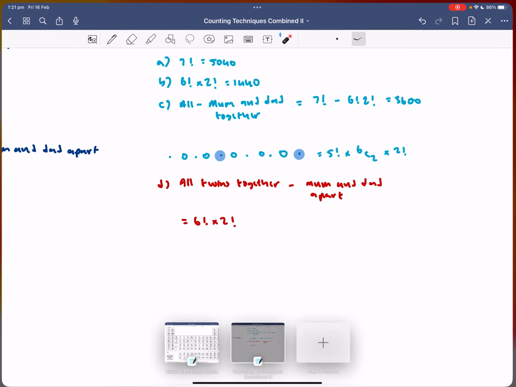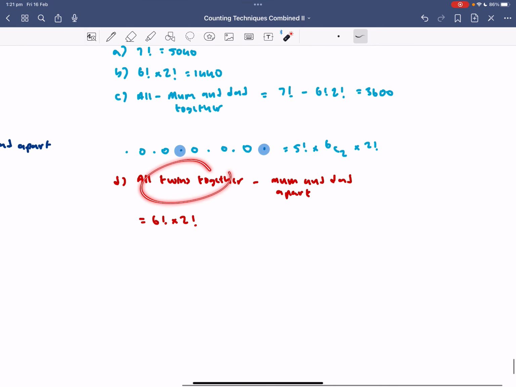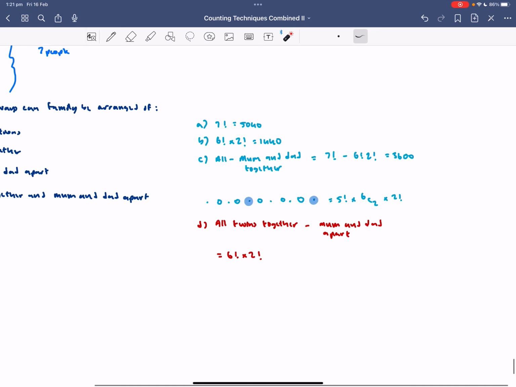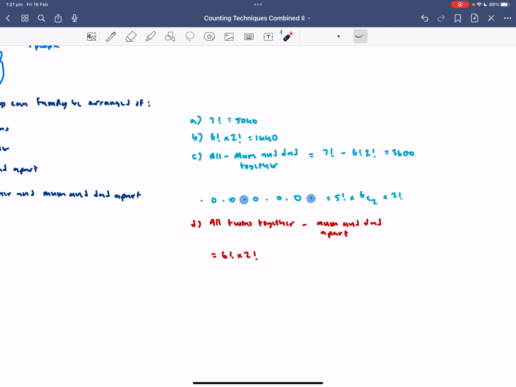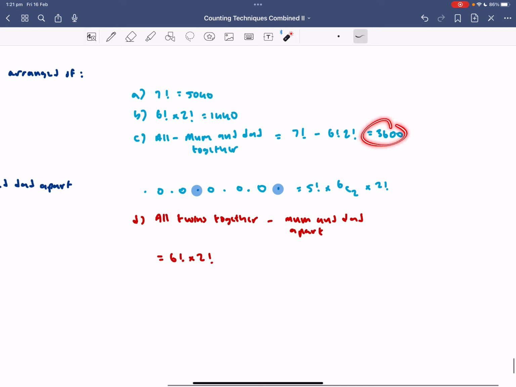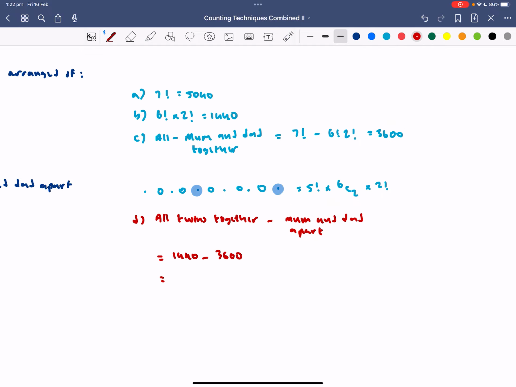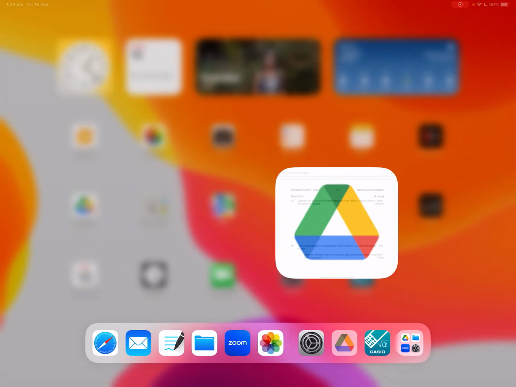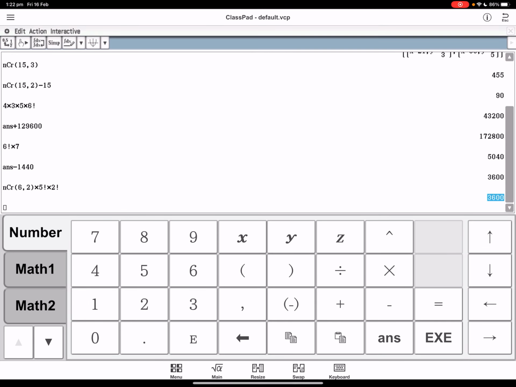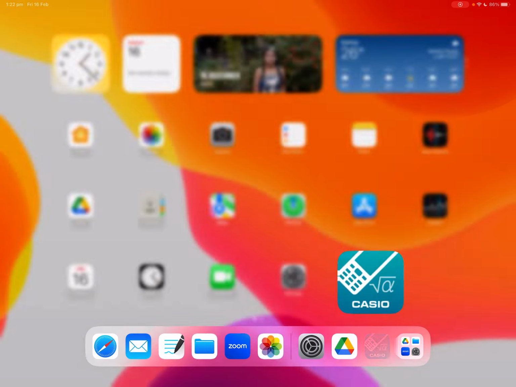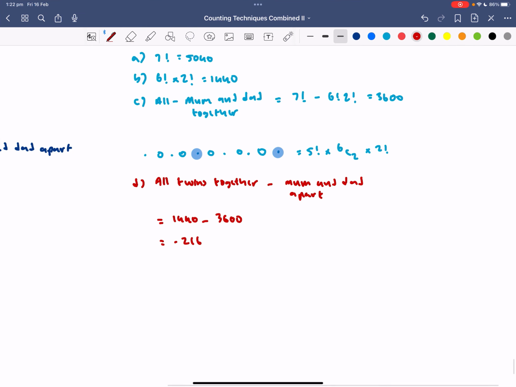Okay, so back to this. What a lot of people do and why it's wrong. So is this all the ways the twins are together? Yes, 1440 is the twins together. And how many are the mum and dad apart? The ones where the mum and dad are apart are 3600. So anybody that does all the twins are together, which is 1440, minus the ones where mum and dad are apart, which is 3600, they end up getting a negative number, and that's clearly wrong. 1440 take away 3600 is minus 2160, which is clearly wrong.